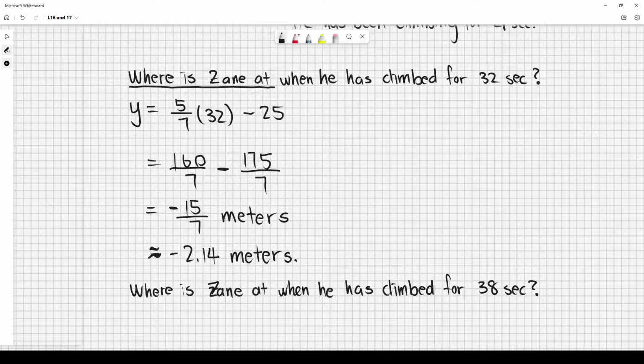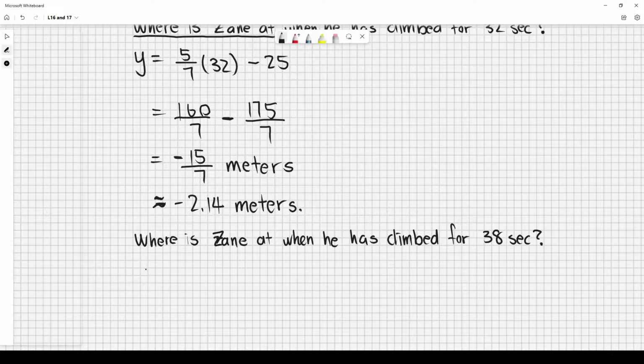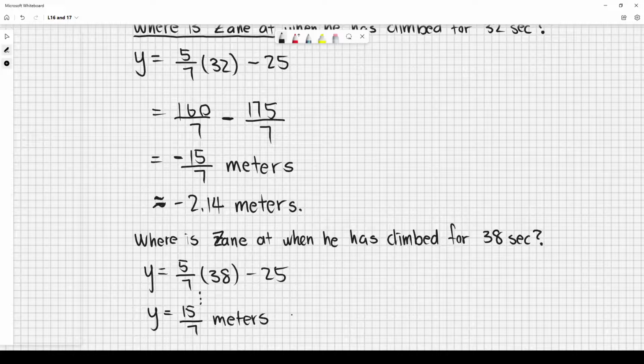Okay. Yeah, that seems about right. 15 over 7. That simplified down to 15 over 7. So 8 minus 25. And you do all the simplifying stuff, you would indeed get to 15 over 7 meters, which is approximately 2.14 meters.